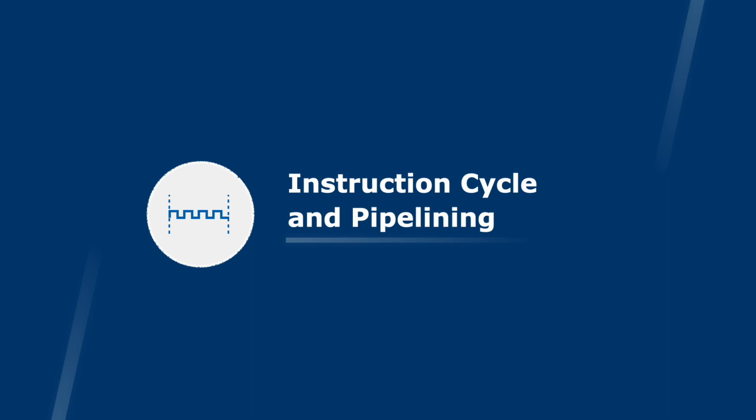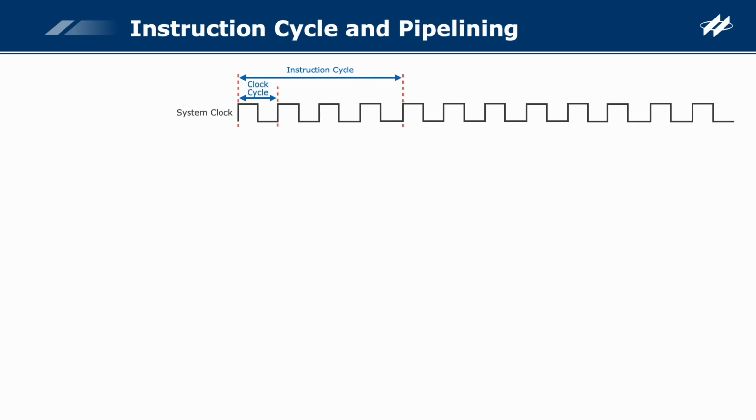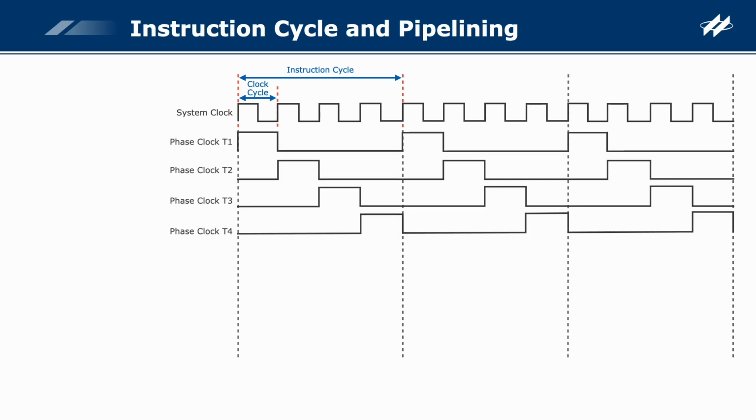Instruction cycle and pipelining. For the HT8 MCUs, 4 clock cycles form a single instruction cycle. The execution of each code requires at least one instruction cycle. Each instruction is divided into 4 phase clocks, which are phase clock T1, phase clock T2, phase clock T3 and phase clock T4, and each phase clock performs a different action. In phase clock T1, the program counter automatically increases by 1 and fetches an instruction. In phase clock T2 to T4, the MCU decodes and executes the instruction.